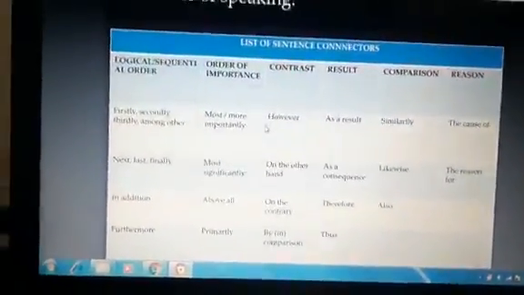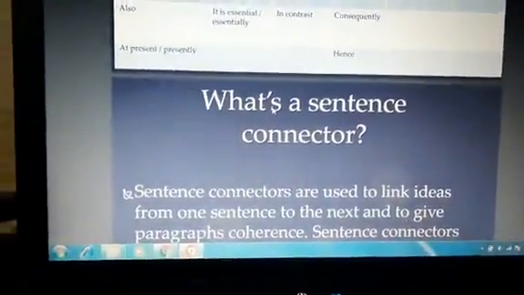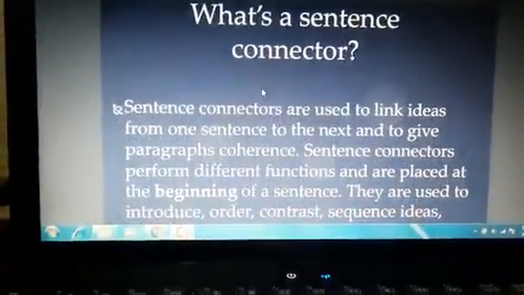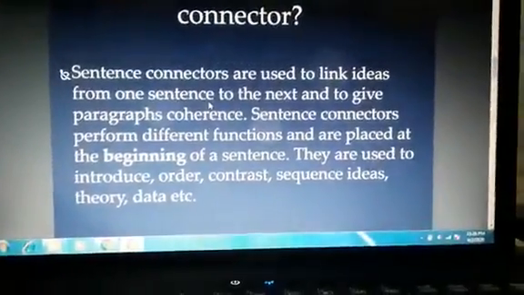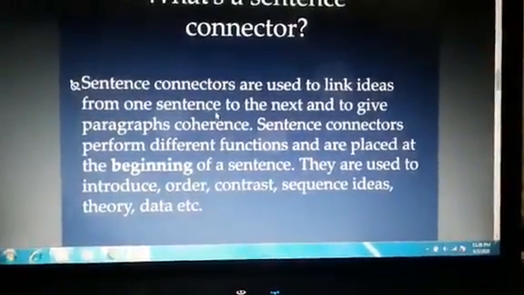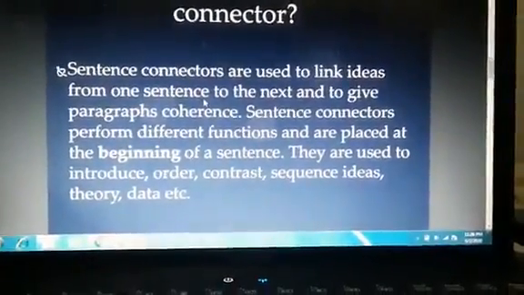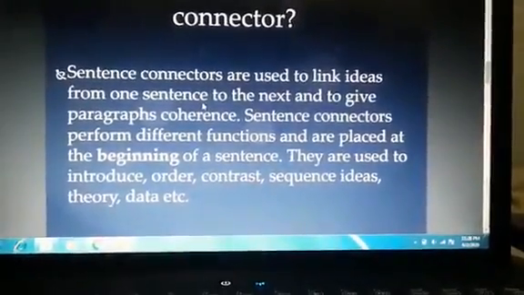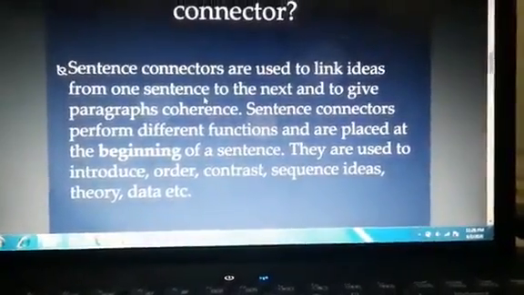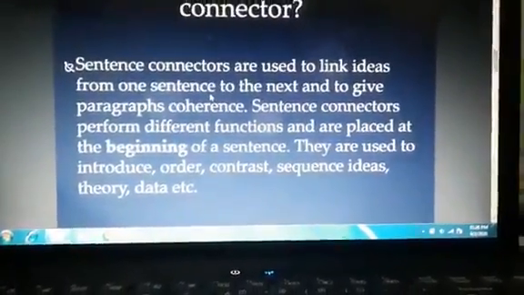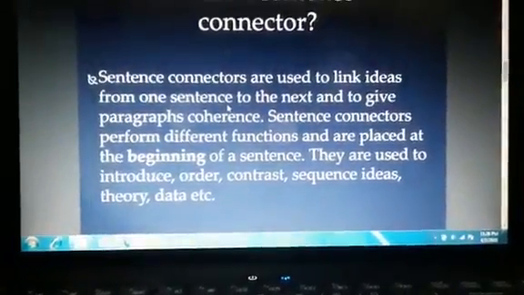So we have seen that there are so many sentence connectors, and what are they? Sentence connectors are used to link ideas from one sentence to the next to give paragraph coherence. Sentence connectors perform different functions and are placed at the beginning of a sentence. This is the main highlight of sentence connectors, that they are used at the beginning of a sentence. They are used to introduce order, contrast, sequence, ideas, theory, etc.